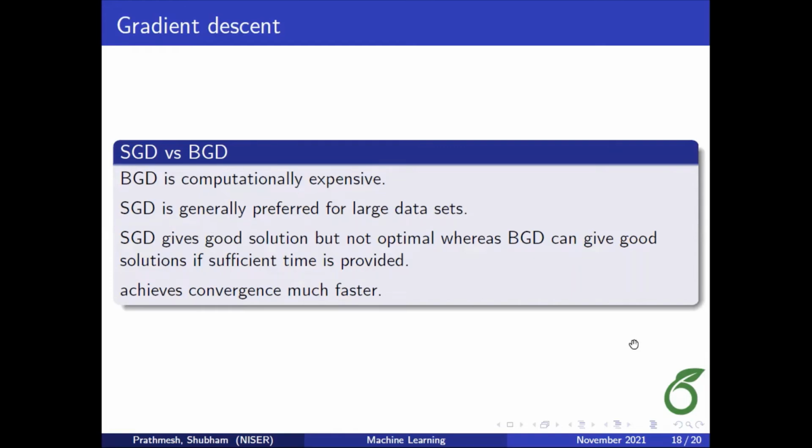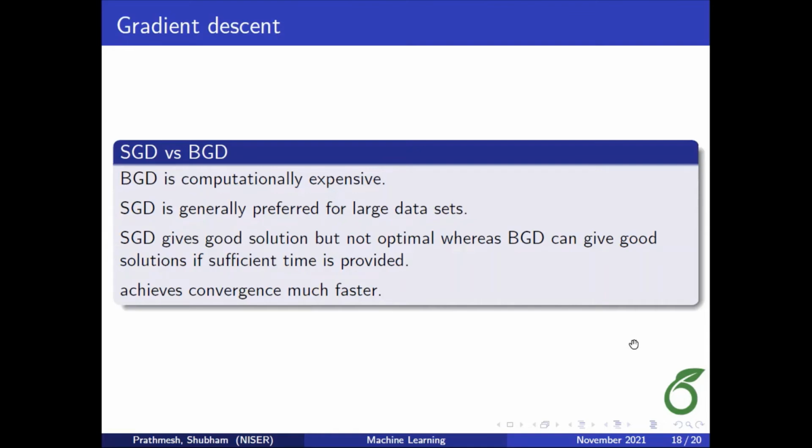But with stochastic gradient descent, since you are iterating over each point, it may happen that you are minimizing the error for individual points, but the total error is not getting minimized. Such situations might happen because of outliers maybe or something like that. So the solution that stochastic gradient descent gives is a good solution, but it is not necessarily optimal.